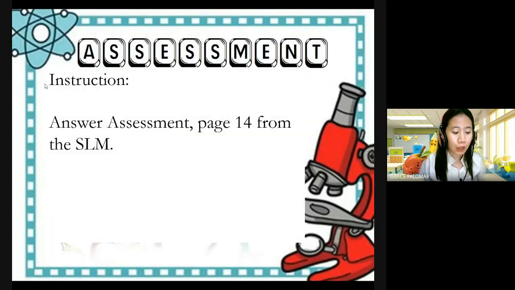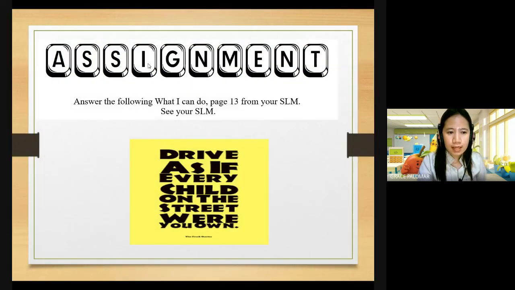Okay, next. For our assessment, you can try to answer page 14 from our self-learning modules. Everything that we have discussed is also present in our self-learning module. So for the remaining time, you can try to answer the self-assessment. That's only 10 items. Use capital letters whenever you answer. And for your assignment, you answer the following: What I Can Do, found on page 13 of your SLM. So just see your modules.